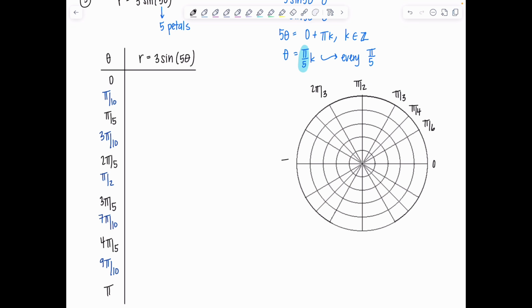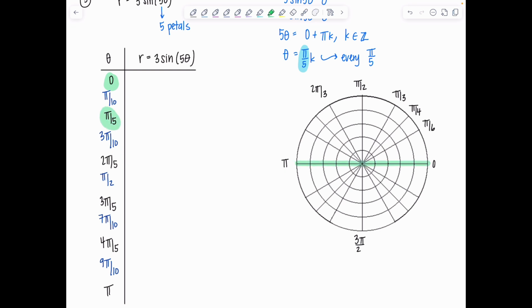Let me just do the big ones. Pi, 3 pi over 2. Okay, so let's start trying to fill in where everything would be. Let's do the pi over 5s first, okay? So 0, we got it. 0's here.